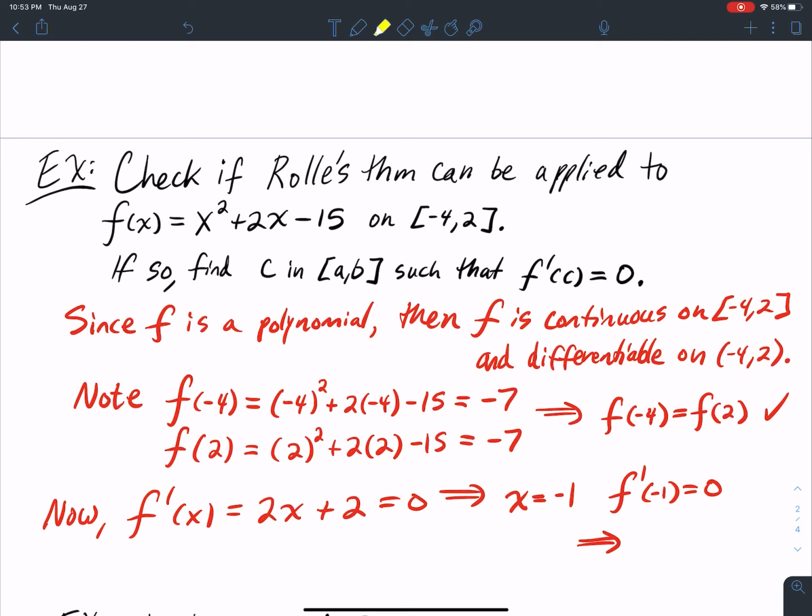So what is a c between a and b? c equal to -1, which is in this interval, produces that. Okay, so that's what I'm looking for.